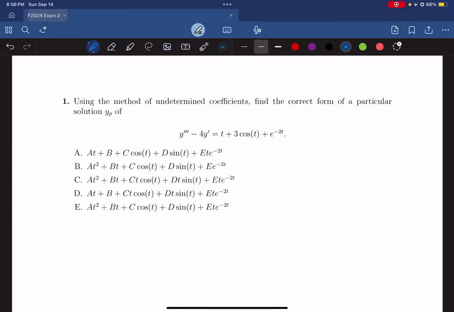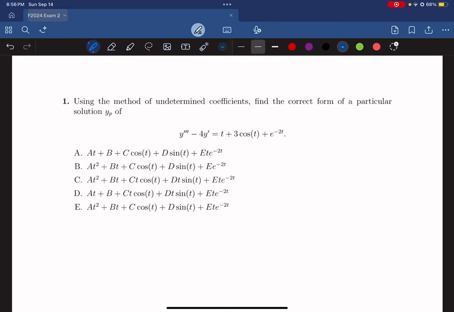Alright, my name is Eshan, and today we're going to do Fall 2024 Exam 2. So for this first question, it's a method of undetermined coefficients question, where it's telling us to find the correct form of the particular solution yp of this equation.